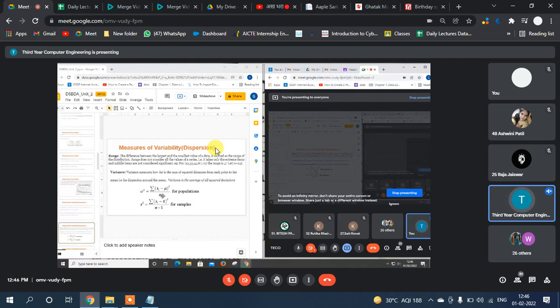So Xi is one population value and X bar represents the sample mean value, and N minus 1 is the total number of observations minus 1. So this way we can find out the variance for a sample.